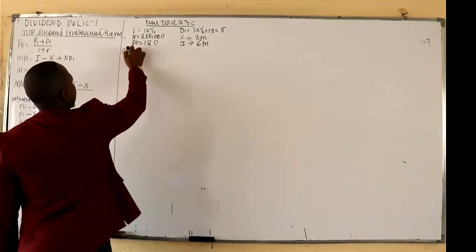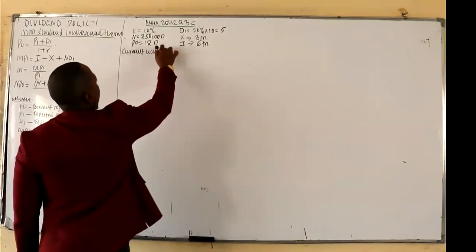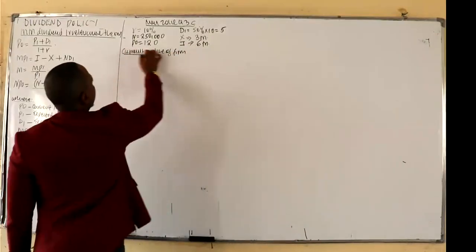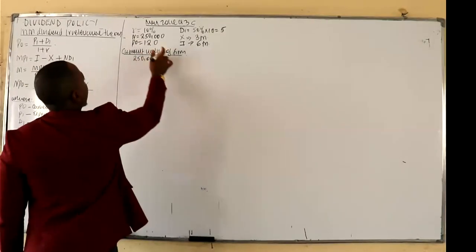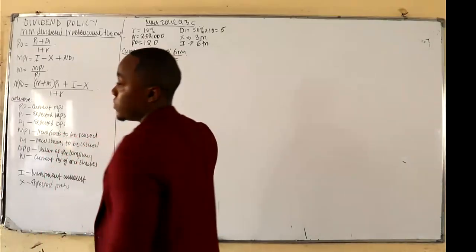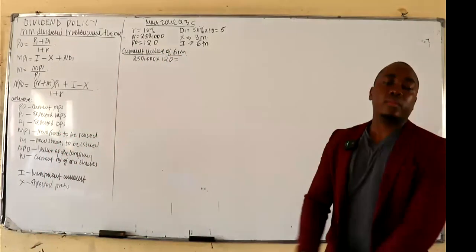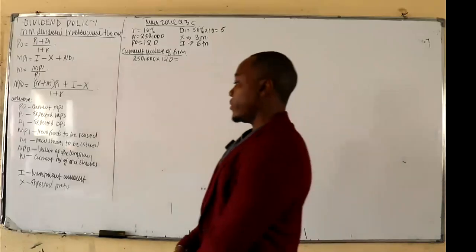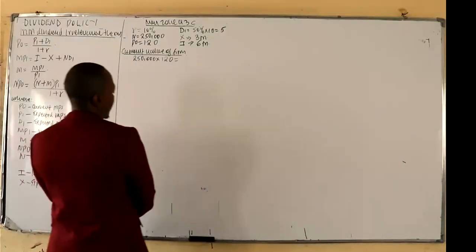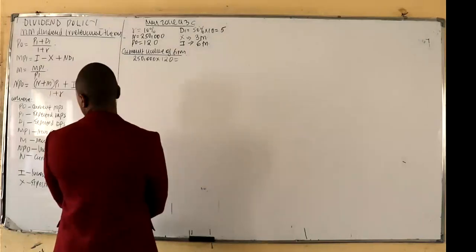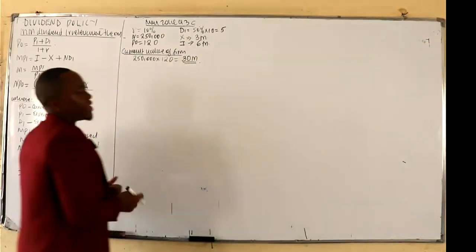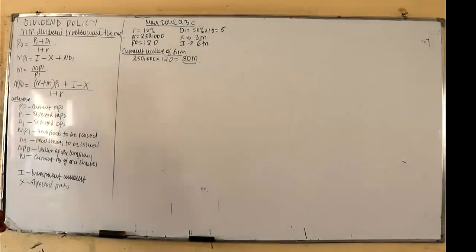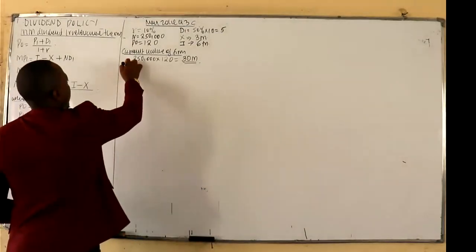First of all, determine the current value of the firm. So to get the current value of the firm, we have 250,000 shares, each at 120. So how much is the value of the equity or the value of the firm? Yes? 30 million. So you want to prove that if the company pays dividend or doesn't pay the dividend, the value will remain to be that. So now, no dividend payment.